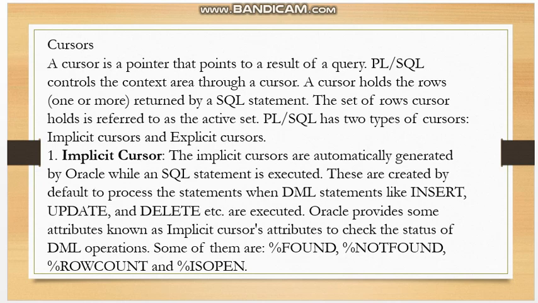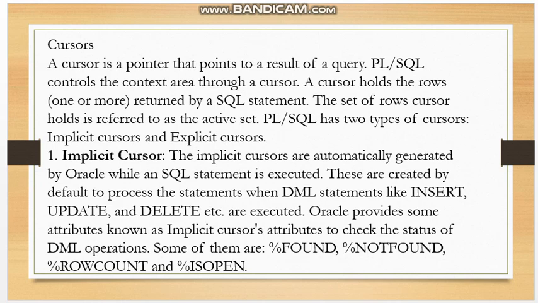PL/SQL controls the context area through a cursor. A cursor is like a pointer; if we want to search how many rows there are, or something like that, we can use the cursor for finding it. A cursor holds one or more rows returned by the SQL statement. The set of rows the cursor holds is referred to as the active set. For example, if I have one query, select star from student, and it has 5 rows, this is the active set where the cursor is actually pointing.